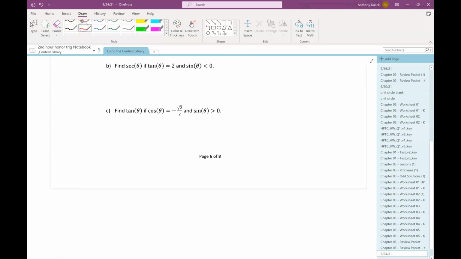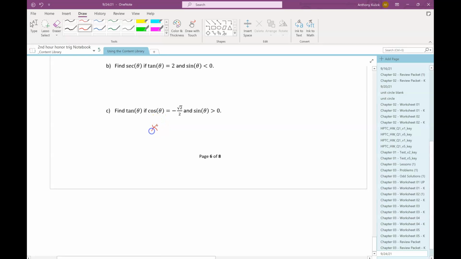So we're asked to find tan theta if cosine theta equals negative root 2 over 2 and sine is positive. This is definitely the kind of question that would appear on the test, so a good one to ask about.